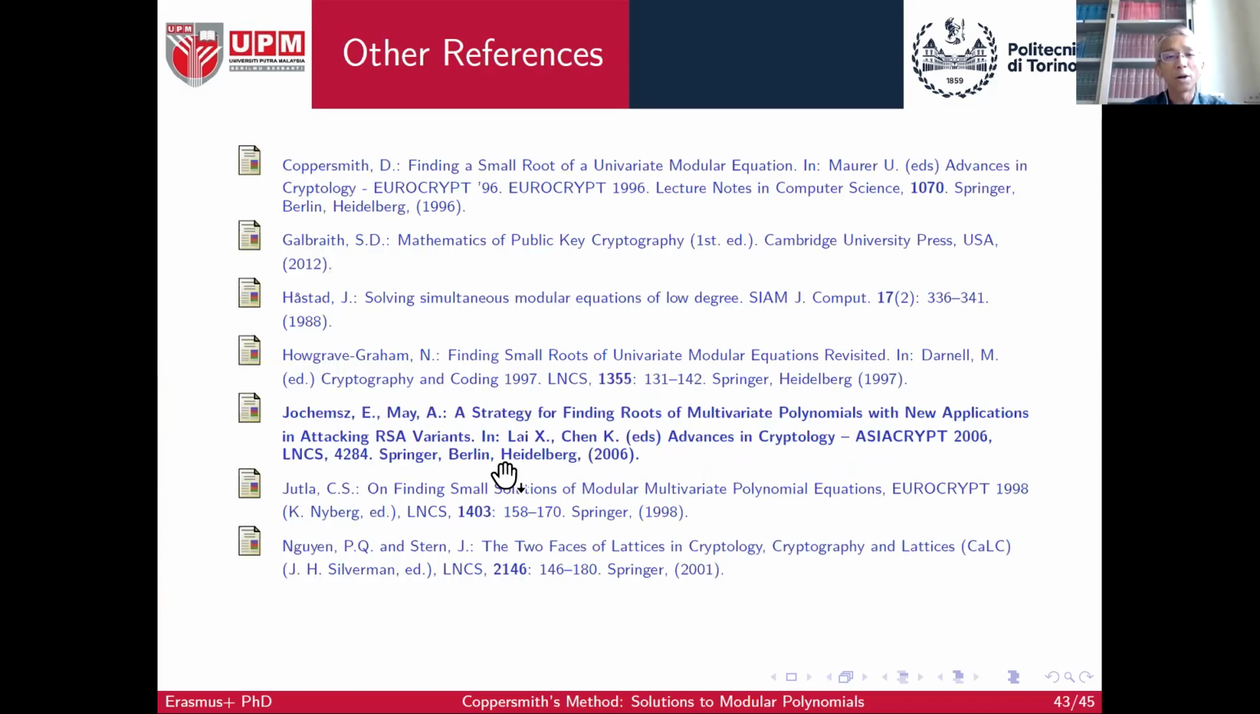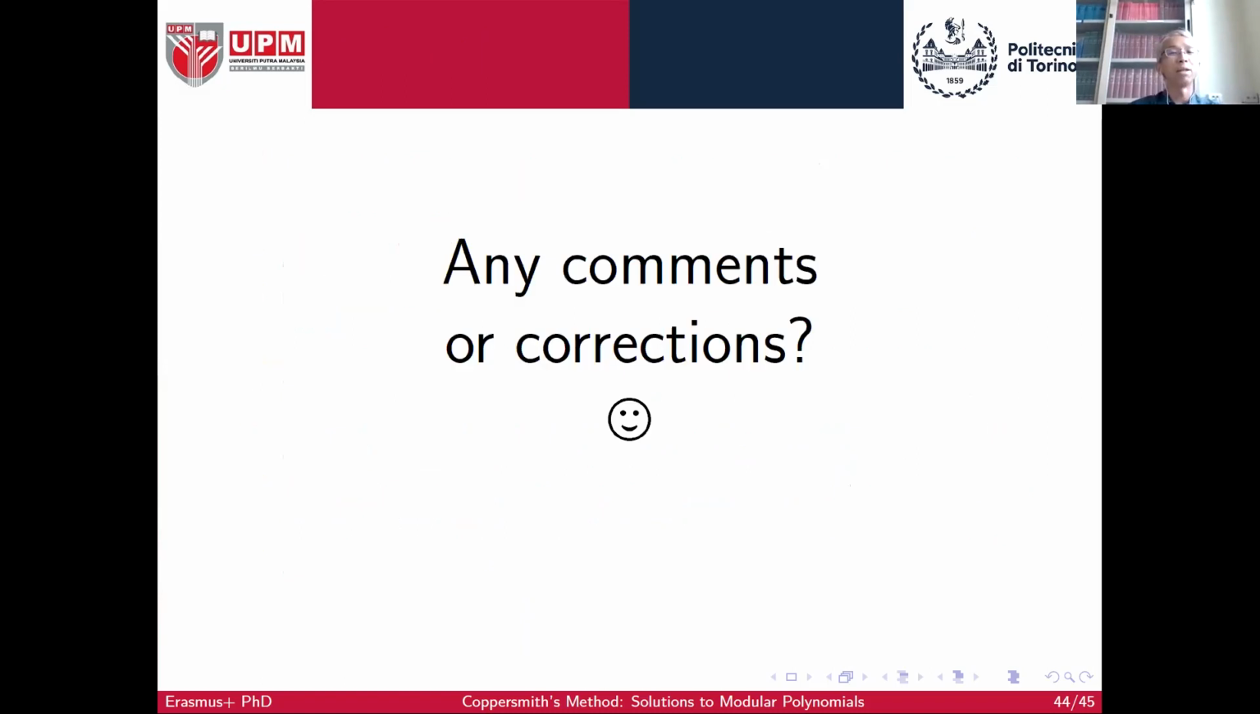And for the case of Joux and May, I picked from the paper done by them: A strategy for finding roots of multivariate polynomials with new applications in attacking RSA variants. So of course, there are some other Jutla and Nguyen-Stern papers, which you can also refer to if you are interested. And yeah, that's it for my sharing session.